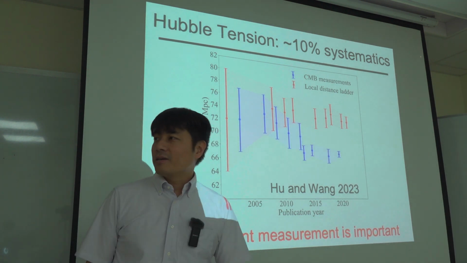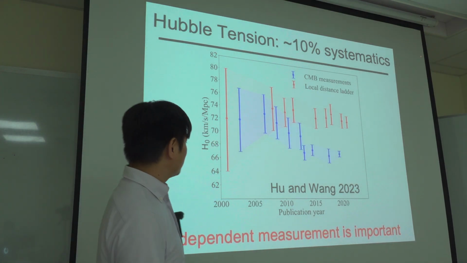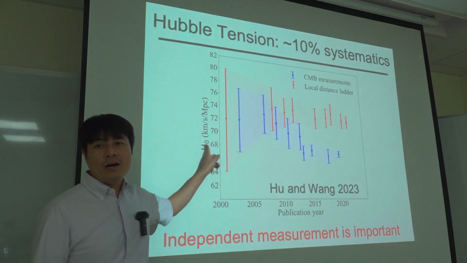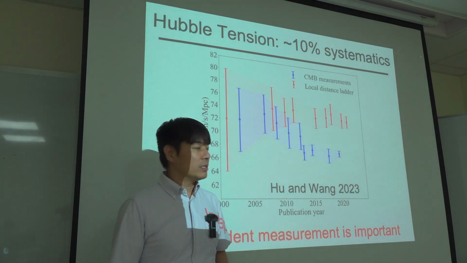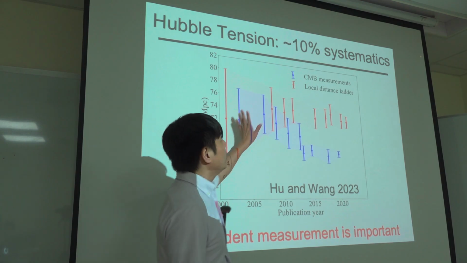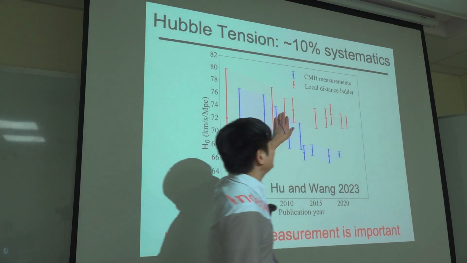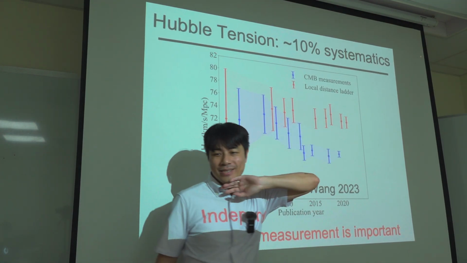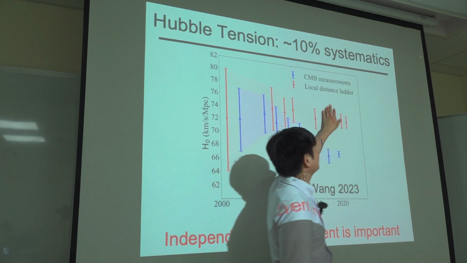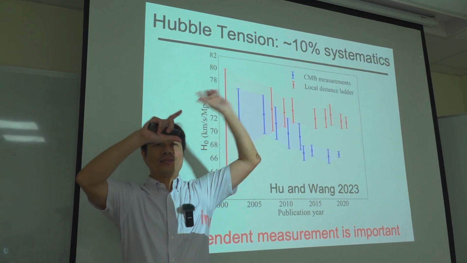But people are recently saying that there is a tension between different methods. So you can imagine, because this is a very important quantity, there are multiple ways to measure the Hubble constant. There are two major methods here, red and blue. Red is the local distance ladder. I'm not sure if you learned this one from Tomo-san's class. This means you combine distance measurements.